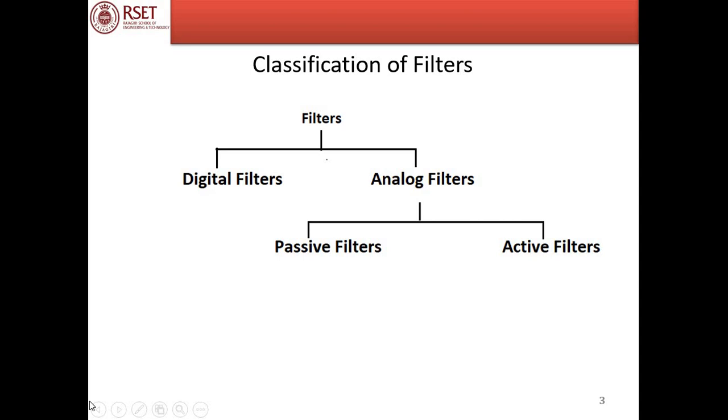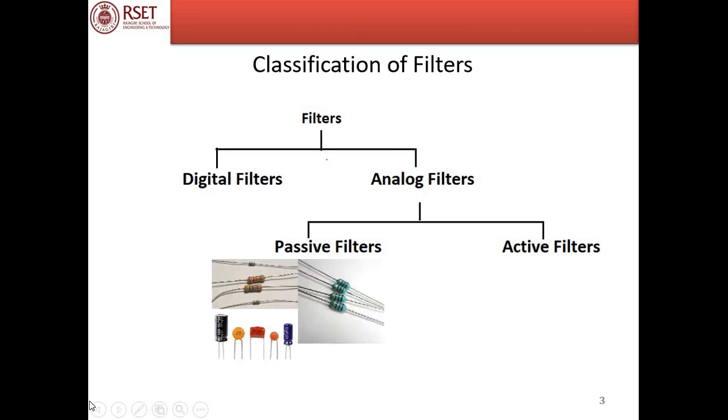filters and active filters. Passive filters are those class of analog filters which are implemented using passive components like resistors, capacitors, and inductors. The difference of active filters from passive filters is that in addition to these components like resistors, capacitors, and inductors, active filters also use active components like op-amps and transistors for their implementation. That is, active filters use both passive and active components for their implementation.